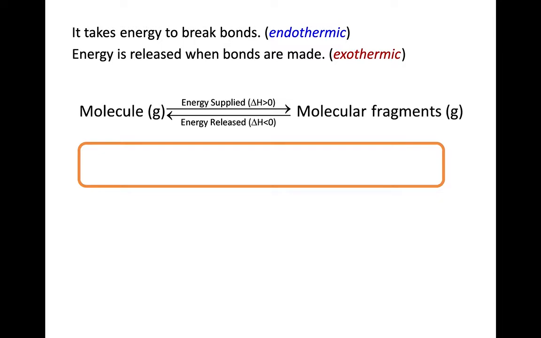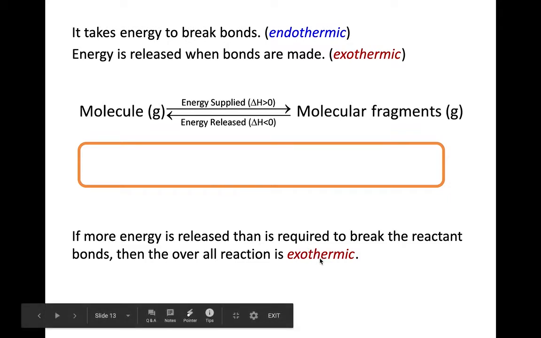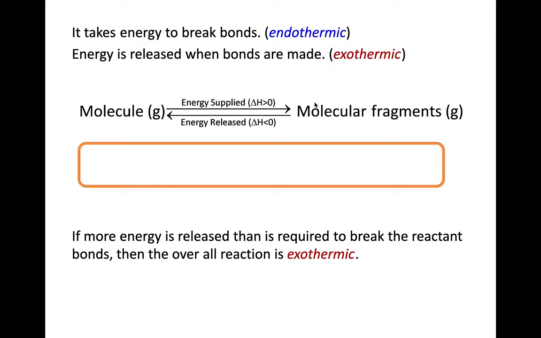And then going in the reverse, that same amount of energy is going to be released when the bonds are formed. So if more energy is released than is required to break the reactant bonds, the overall reaction is exothermic. Remember those charts we looked at with energy levels, seeing the overall energy change for a reaction?